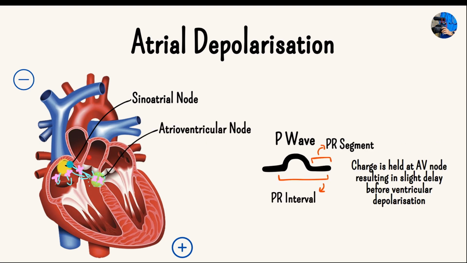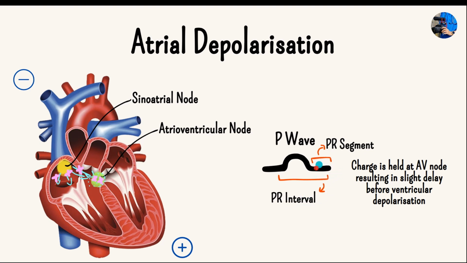Okay, so once we have the sinoatrial node producing this action potential and this wave of positive charges running through the atria, we then get to another region called the atrioventricular node. Now, the atrioventricular node does a very strange thing here. It holds these positive charges just for a few milliseconds. And when we have no movement in charge, we get a straight line, which is called our PR segment. So that distance from the start of the P wave all the way to the end of the PR segment is called your PR interval.